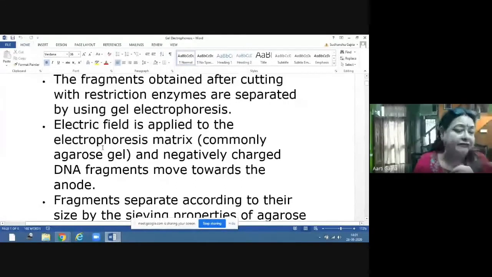The DNA fragments are negatively charged. Here we are using that characteristic property of DNA, because in the backbone, DNA has phosphates, and these phosphates have a negative charge. So overall the DNA is negatively charged. When these negatively charged DNA fragments are put into the electric field, they will move towards the anode. This characteristic property of DNA fragments is utilized in gel electrophoresis.